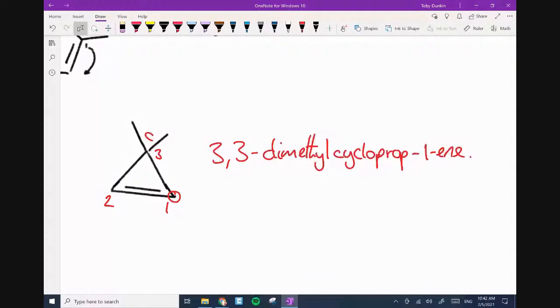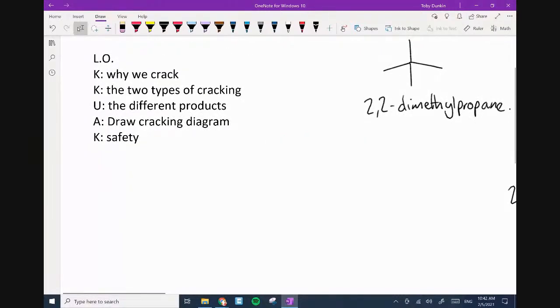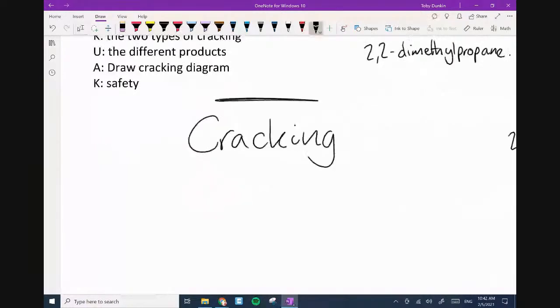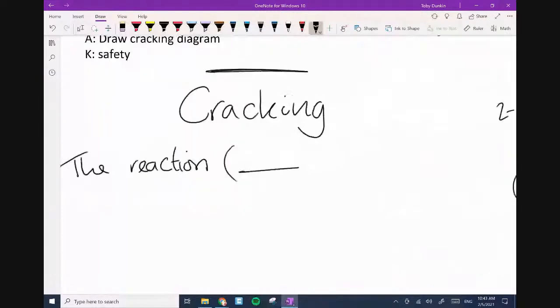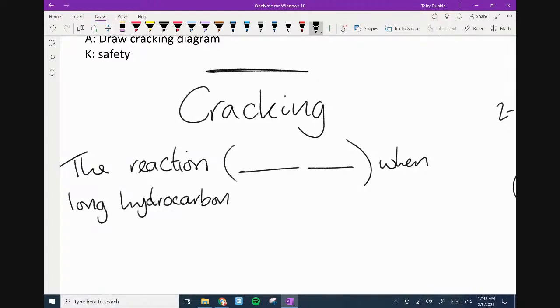Next. Right. So let's crack on with today. Number one, cracking. So, cracking. The process, the reaction, brackets. Now, I'm gonna leave this blank. Yeah, the reaction where long hydrocarbon chains are broken into smaller hydrocarbon chains.